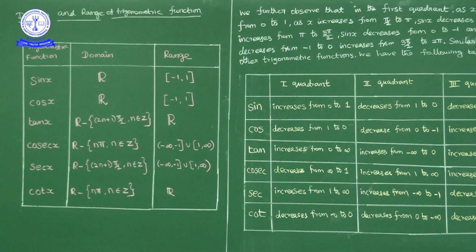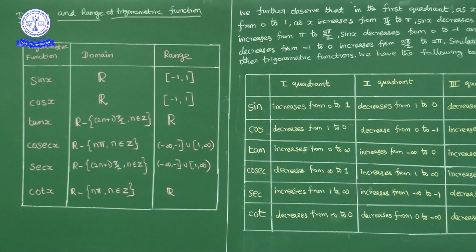The range of secant is similar to that of cosecant, that is minus infinity to minus 1, with minus 1 included, union the closed interval 1 to infinity. This is the range of secant x.